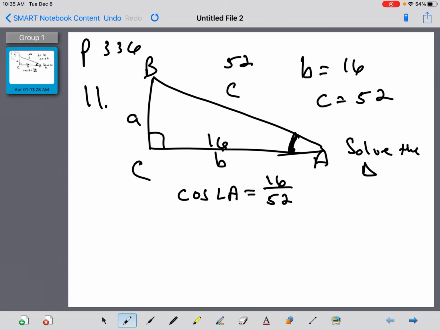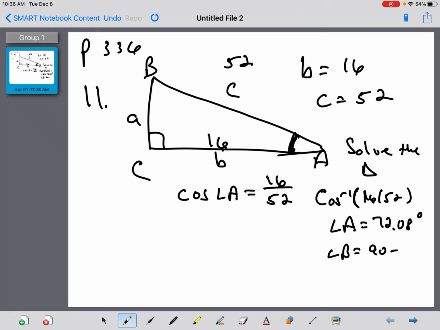Now, when you're trying to find the angle, you work backwards. So on the calculator, you type this in, inverse cosine 16 over 52, and you make sure you're in degree mode, and then you end up getting angle A to be 72.08 degrees. Okay? So then angle B is going to be 90 minus angle A. So then angle B is going to be 17.92 degrees.